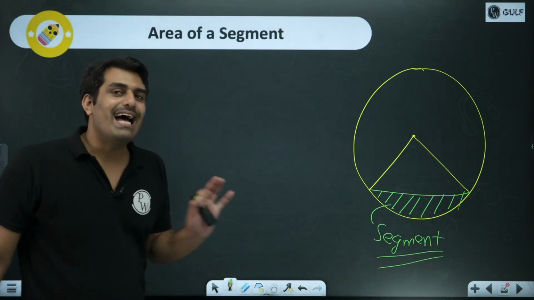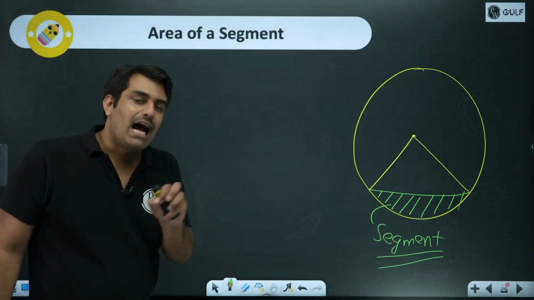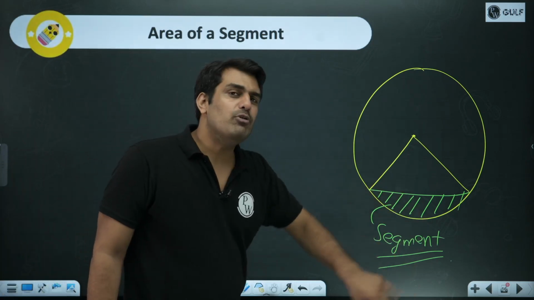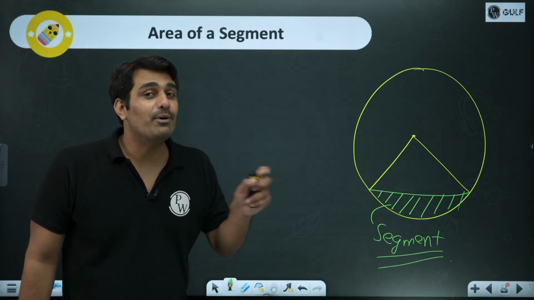And segment, as it's visible, how would we calculate the area of the segment? Understanding segment is very simple. How will we calculate the area of the segment? I'll come to the part of area of the segment. One more thing I'd like to mention which I hadn't talked about in the case of sector.